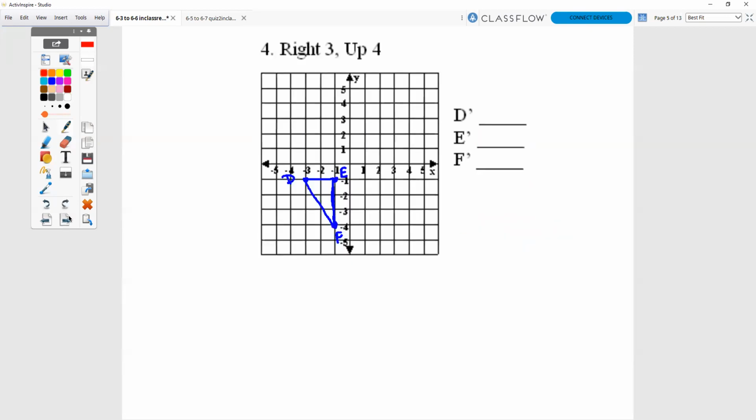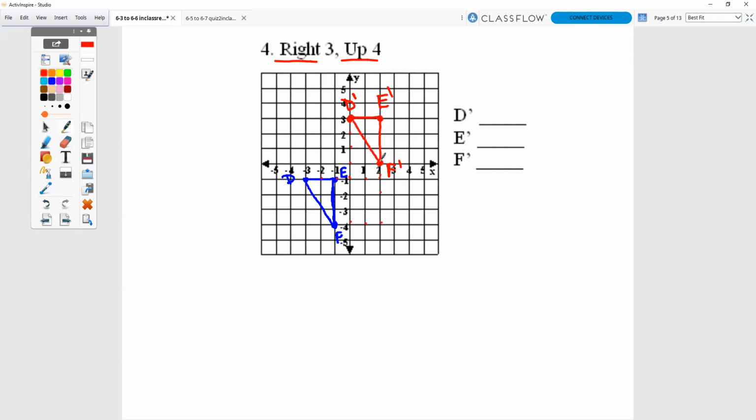If you take a look at question number 4, this time we're going the opposite way. We're going right 3 and up 4. Starting with D, we're going right 3, 1, 2, 3, up 1, 2, 3, 4. This is our new D prime. Starting at E, 1, 2, 3 to the right, 1, 2, 3, 4 going up. So this is our new E prime. And then F, 1, 2, 3 to the right, and then 1, 2, 3, 4 going up. This is our new F prime.